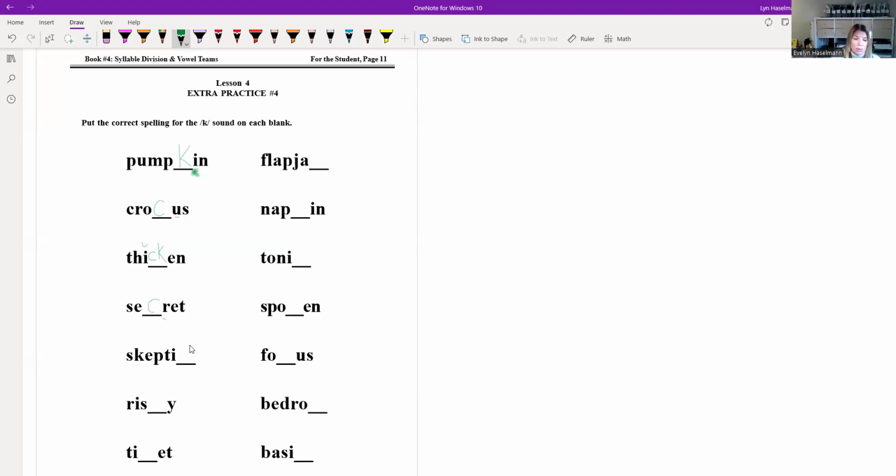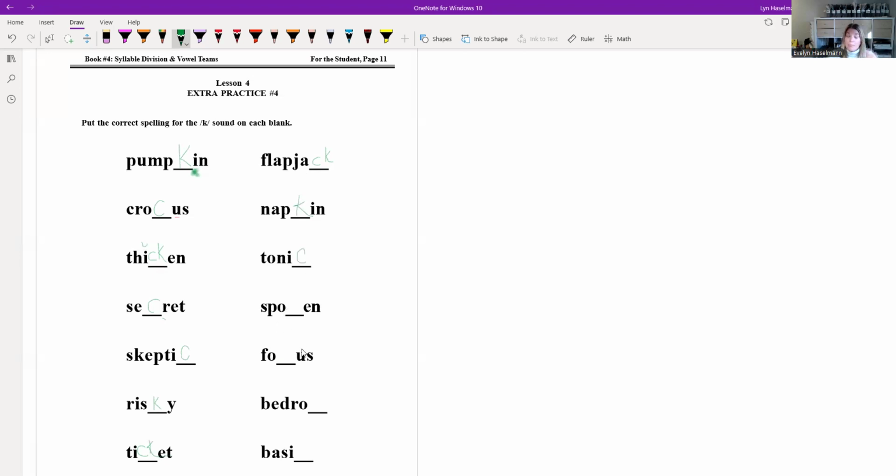Skeptic, music trick rule. Ick at the end is always spelled IC. Risky, can I use a C? Nope. There's a watch-out vowel. Can I use a CK? Nope. K right here. Ticket, CK, because the I says I. It's not a very good K. Flapjack, at the end of the word, the only time we use CK, it's right after a short vowel. Does that A say as an apple? It does. Napkin. Tonic, ick at the end is spelled IC.